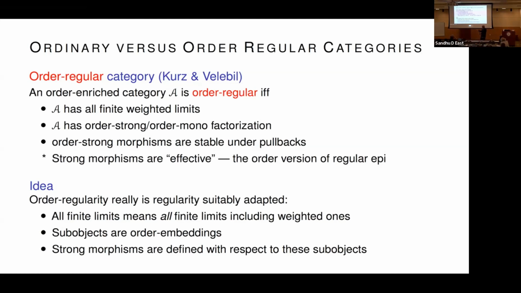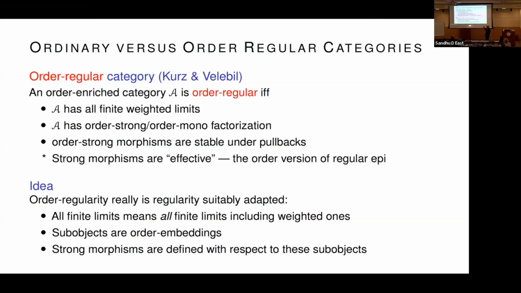the analog? And just as luck has it, I guess, one of my colleagues, Alex Kurtz, wrote this really lovely paper with Yuji Velido, describing order regular categories. And you can kind of compare the definition here. Those of you who remember the definition of regular categories, it's almost the same, right? In fact, there's one thing that changes. You have to take all finite weighted limits instead of just all normal limits, ordinary limits.